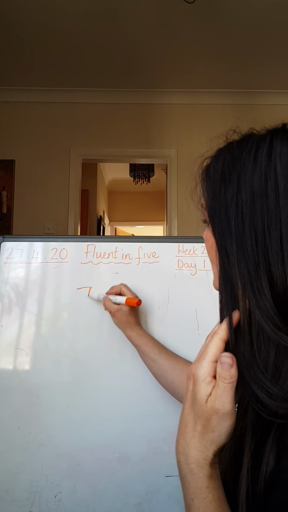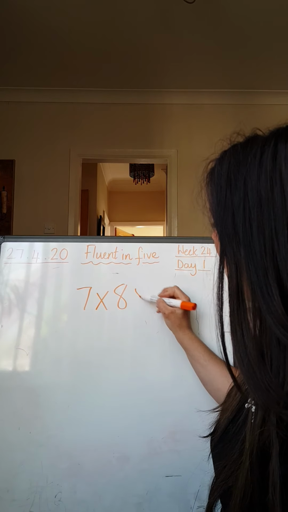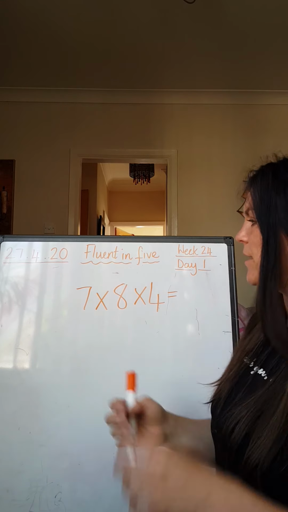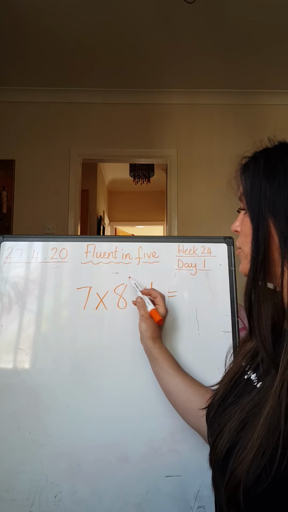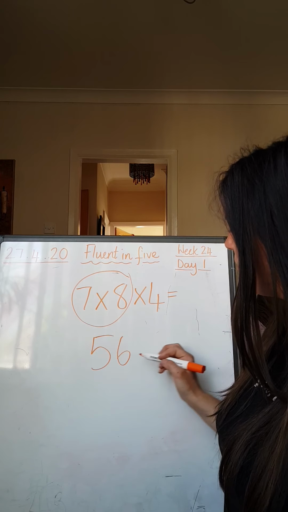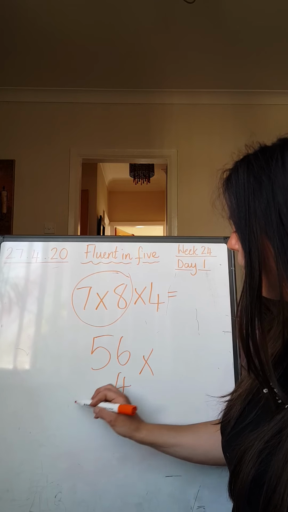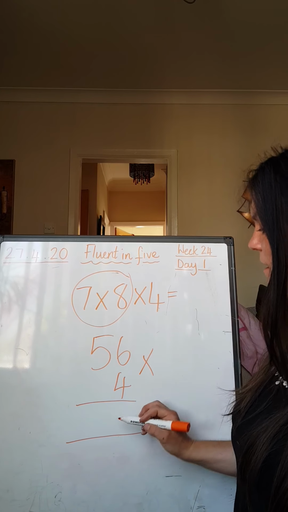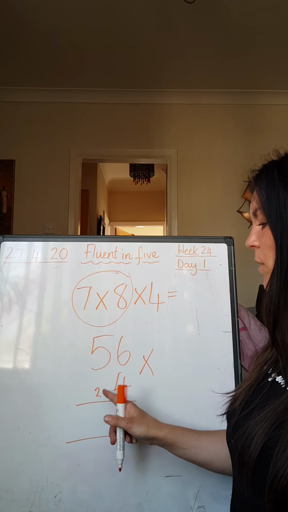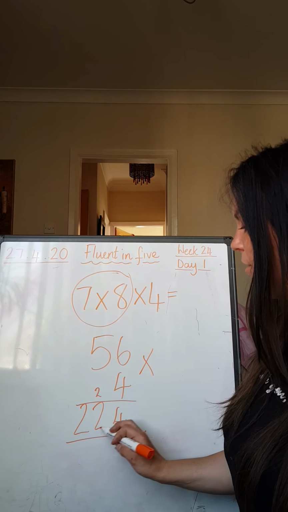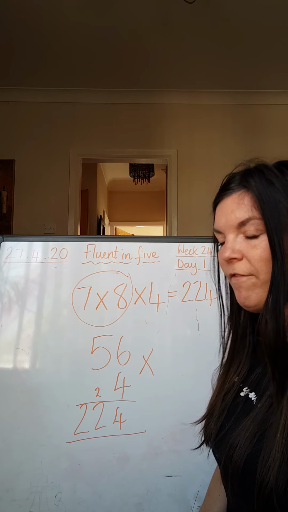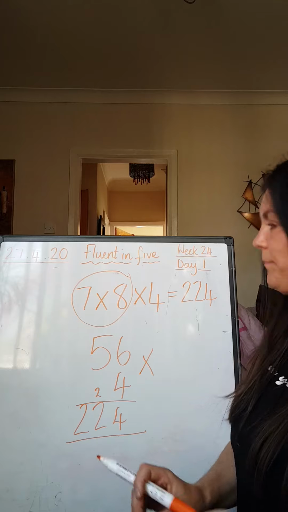Right, last one. 7 times 8 times 4. Don't forget, you can do this multiplication in any order you want to. I'm just going to do it as it is. 7 times 8 is 56. I'm going to do 56 times 4, pop it into a column. Really easy. 6 times 4 is 24. 4 in the box, 2 on the doorstep. 5 times 4 is 20. Add the 2 is 22. Start a new column. And the answer is 224.